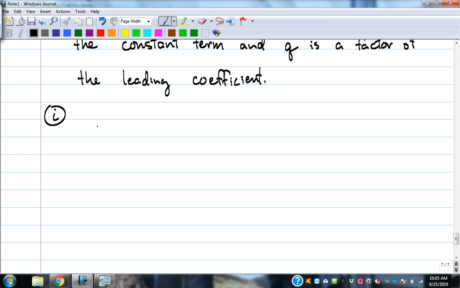All right. So here's our polynomial. F of x equals 6x to the fourth plus 7x cubed minus 12x squared minus 3x plus 2.